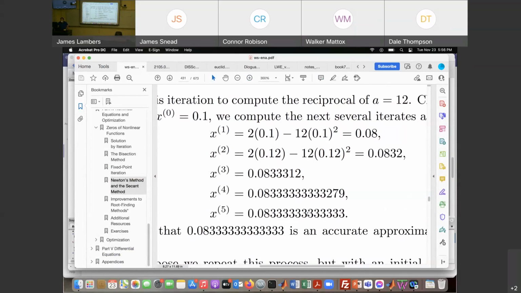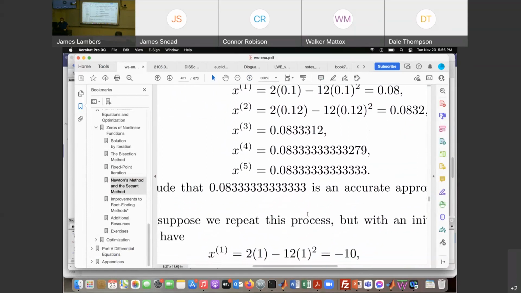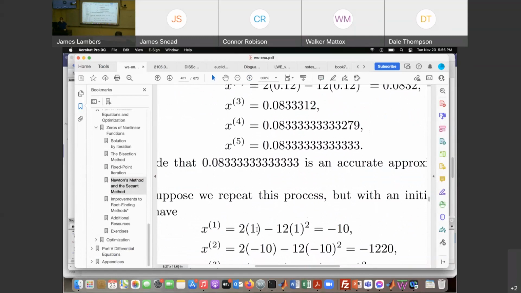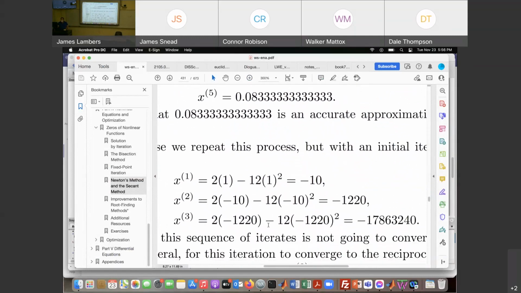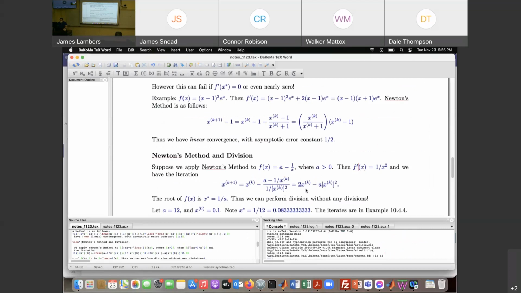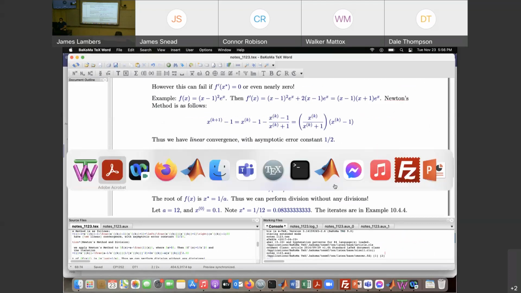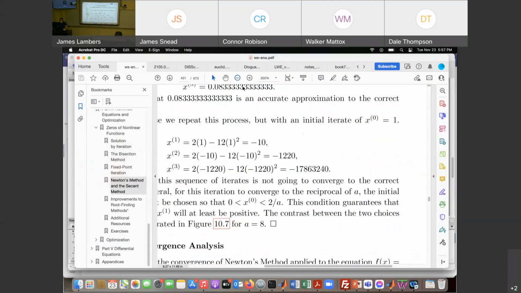Now, let's do it again, but with an initial guess of 1 instead of 0.1. This did not go well. Here we have divergence. So we'd like to know what sort of initial guess we should pick. It turns out, and I won't go through the entire proof, that assuming a is positive, if you ensure that the iterates stay positive, then the iteration will converge. And I'll show you what went wrong in this example using a graph.